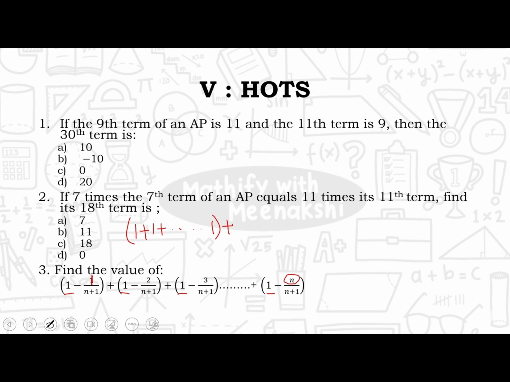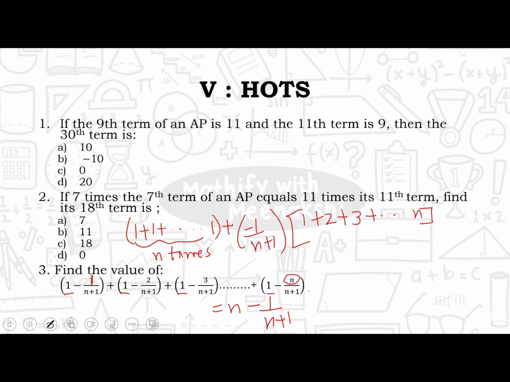Now we'll move to the next part of this. That's minus 1 upon n plus 1, minus 2 upon n plus 1, minus 3 upon n plus 1, up to minus n upon n plus 1. So what we can do is take minus 1 upon n plus 1 common. So what we are left with is 1 plus 2 plus 3 up to n. Now, as I told you, 1 is coming n times. So what can you say about 1 plus 1 plus 1 up to n times? You can say simply it's n. Now, minus 1 upon n plus 1.